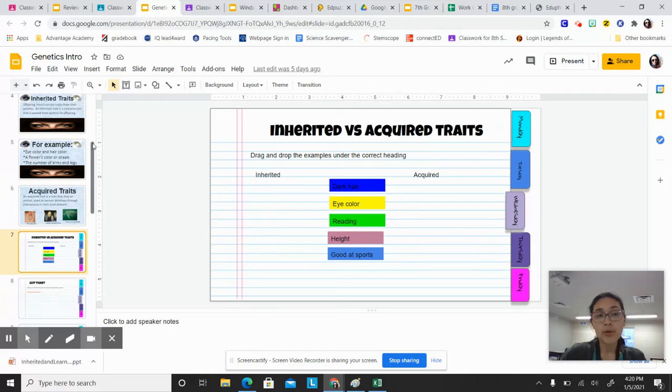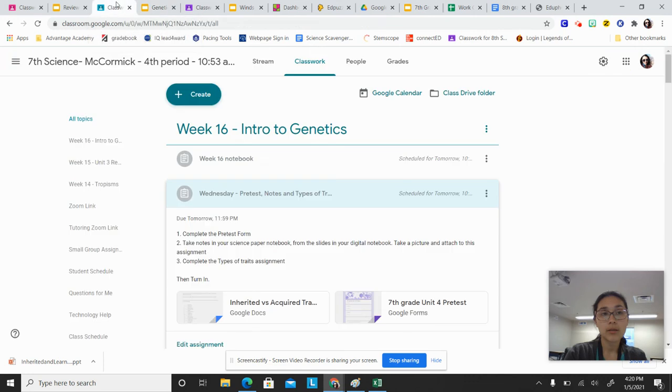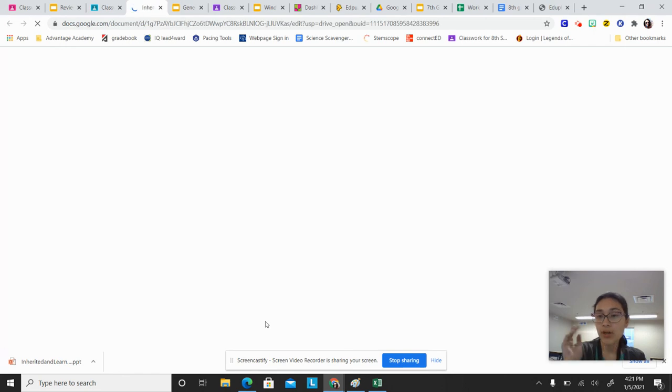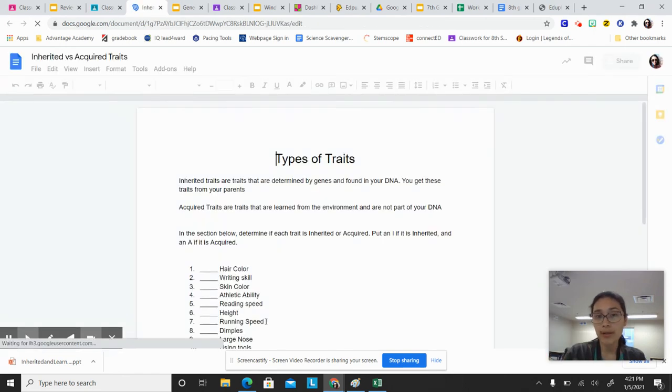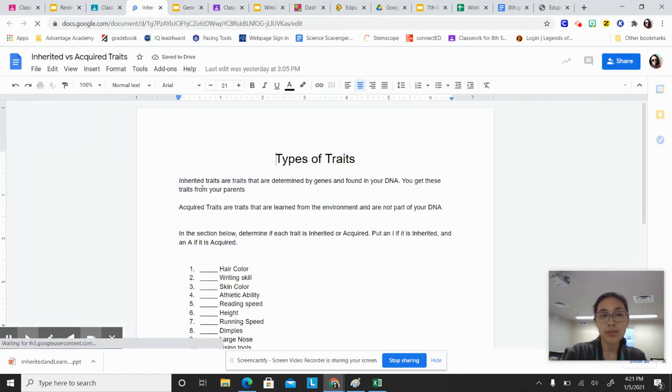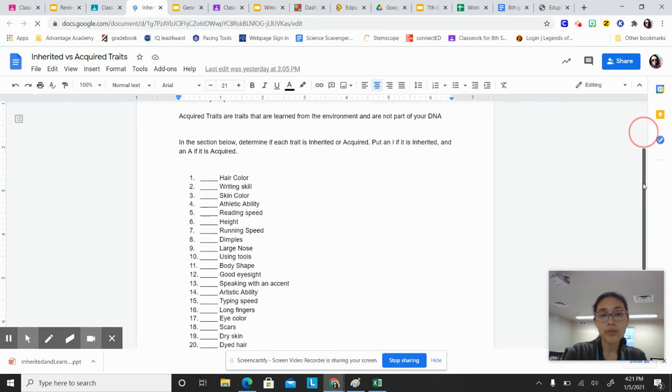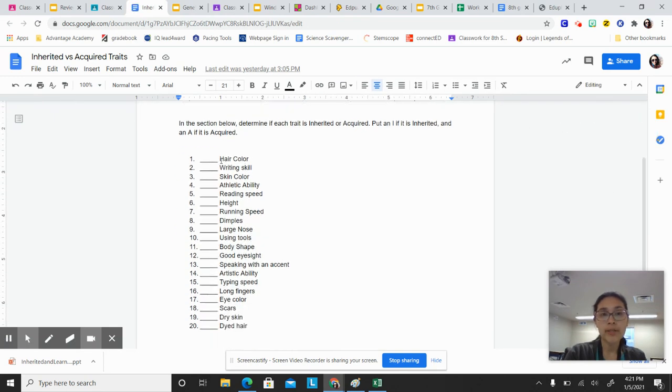Your other assignment is to work on today's worksheet, which is just identifying which traits are inherited and which traits are acquired. It has the definition of inherited traits and acquired traits. All you have to do in the 20 questions below is put an A if it is acquired or an I if it's inherited. You just put in the blanks an I for inherited or an A for acquired.